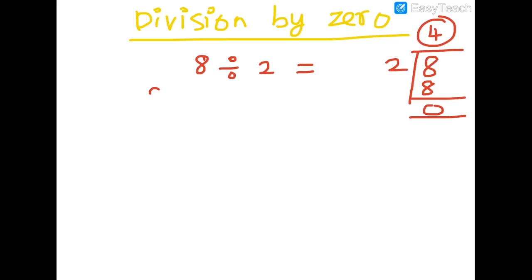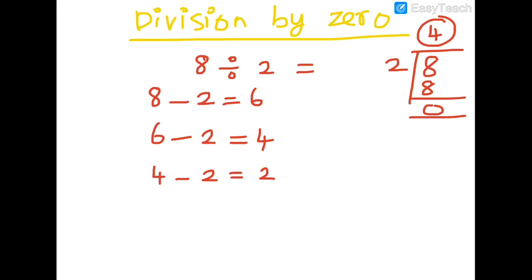First you have to write it. You subtract the given number from 8. So 8 minus 2 is 6. Next, you take this number and subtract the same number: 6 minus 2 is 4. Next, 4 minus 2 is 2. Next, the same number again: 2 minus 2 is 0. When we get 0, how many steps did we do here?